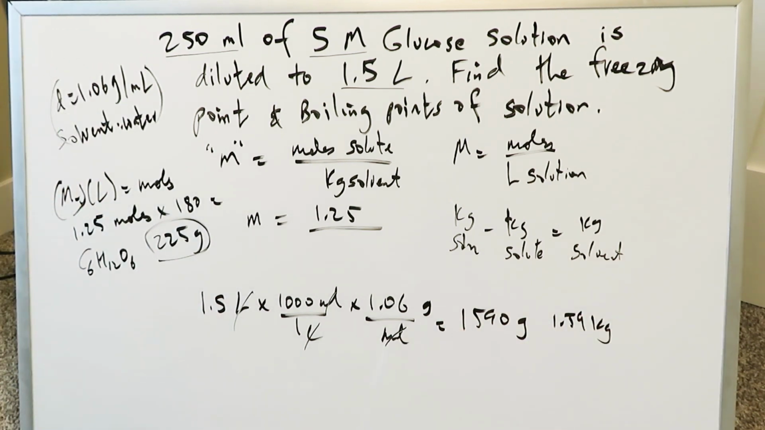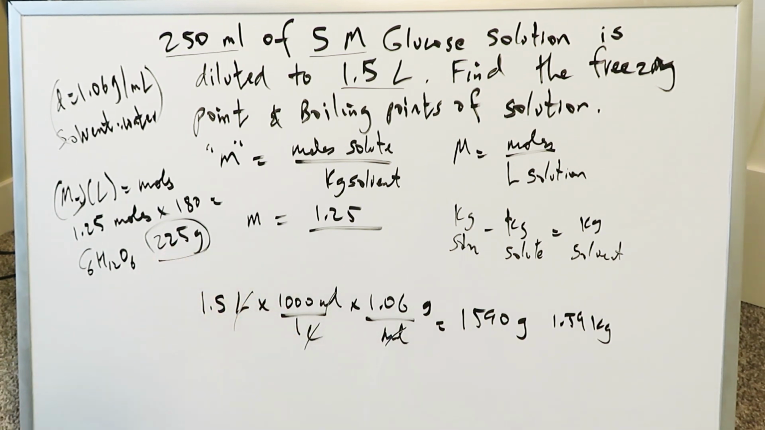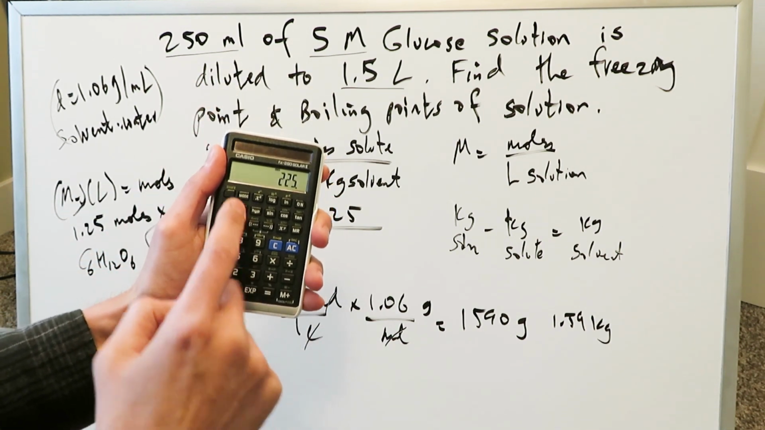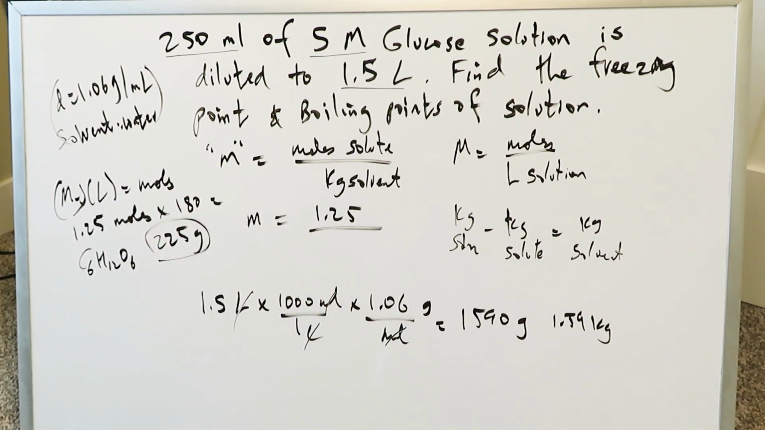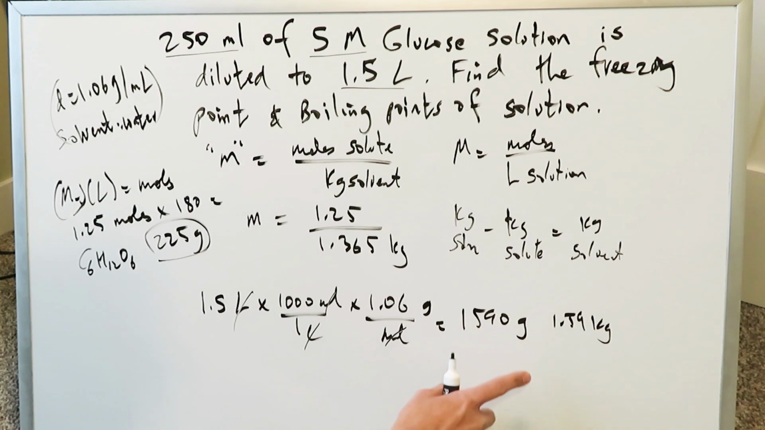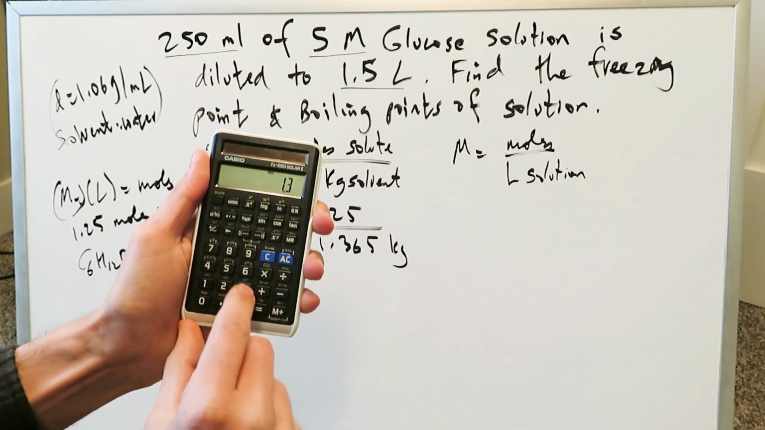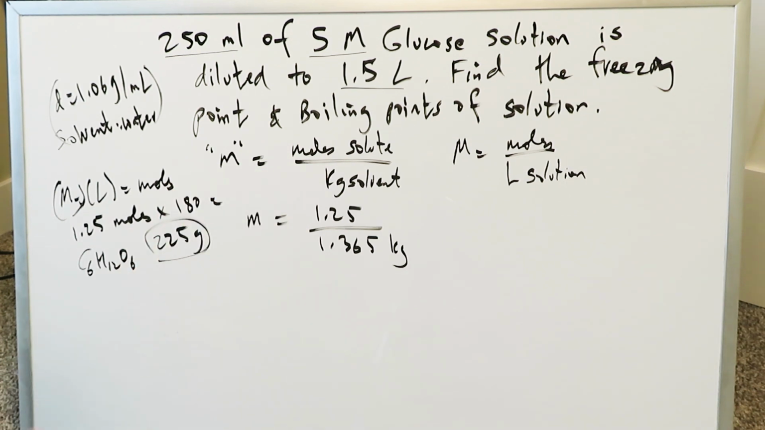Let's keep everything in grams for right now. I already know my grams of solution. I know my grams of the solute, and I can determine the grams of solvent. I'll do 1590 grams minus 225 grams, which is the grams coming from the moles of glucose. I have 1365 grams of solvent, which is 1.365 kilograms of solvent. You have everything now for this molality determination. You'll do 1.25 divided by 1.365. You'll get 0.91575, a value I will save in the memory of my calculator.